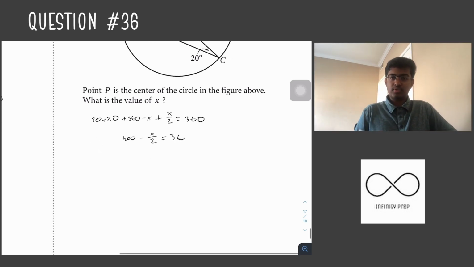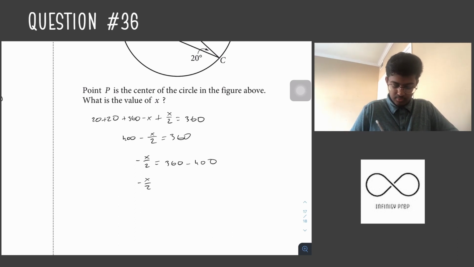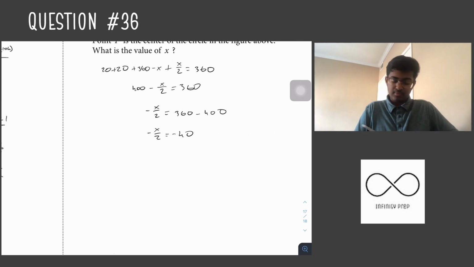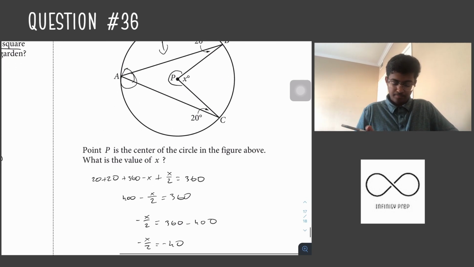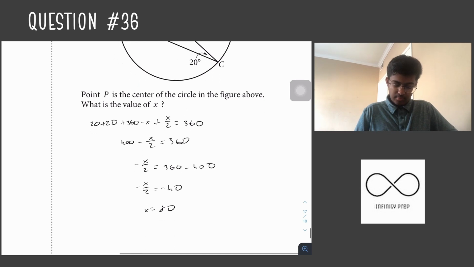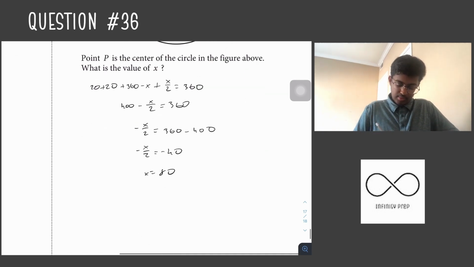All we need to do here is solve for x. Negative x over 2 is equal to 360 minus 400. Negative x over 2 is equal to negative 40. We need to multiply both sides by negative 2 to get x. So x is equal to 80. The 80 is the angle right there, so that's our final answer.